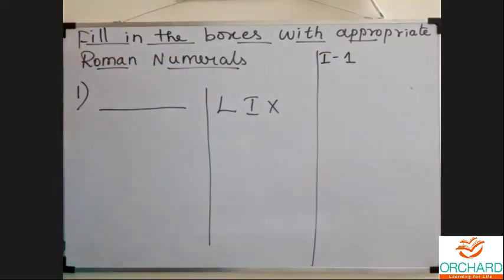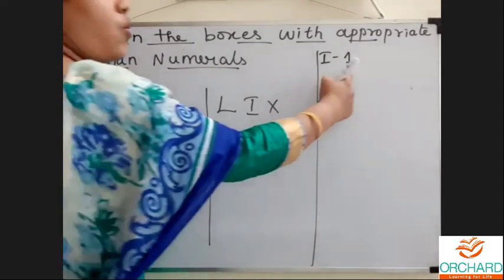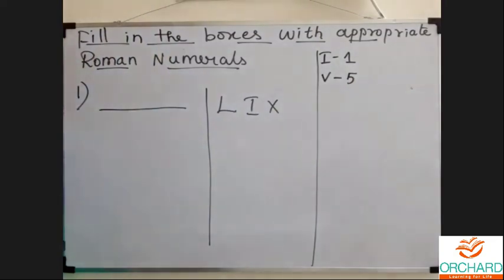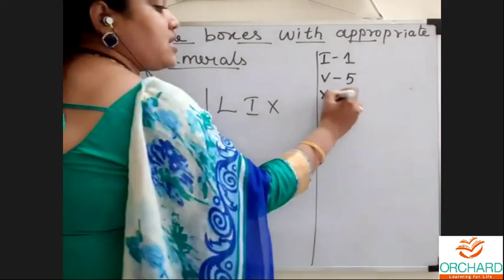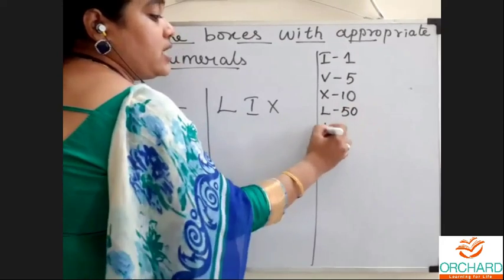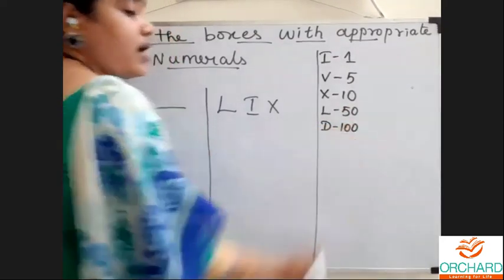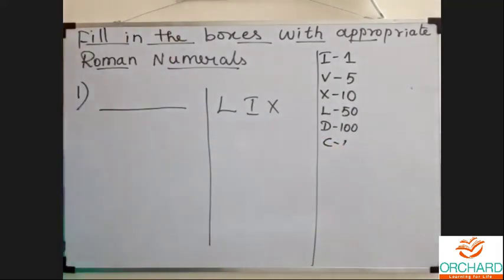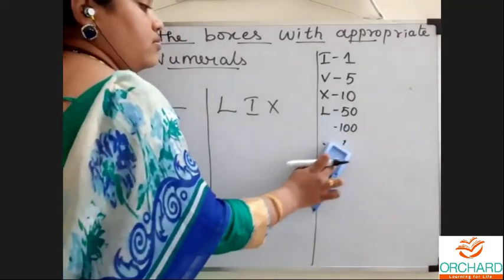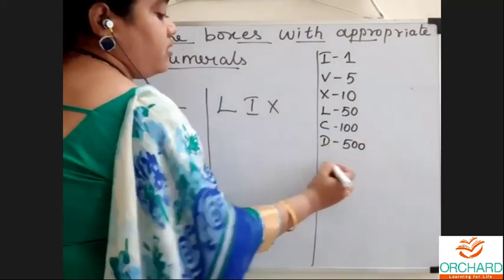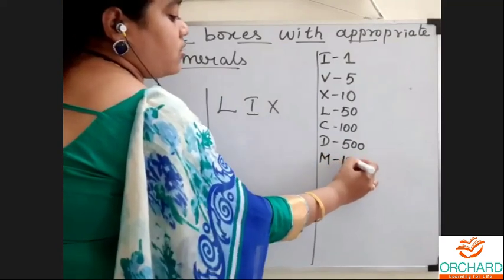Can you tell me? I stands for 1. V stands for 5. Students, please tell me the answer. X stands for 10. L stands for 50. C stands for 100. D stands for 500 and M stands for 1000.